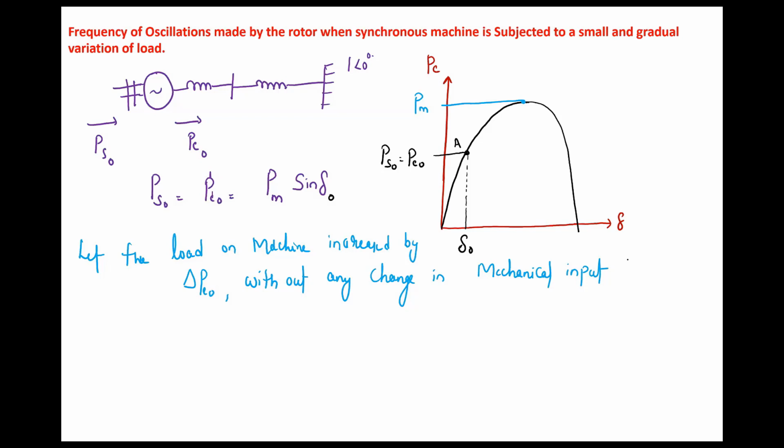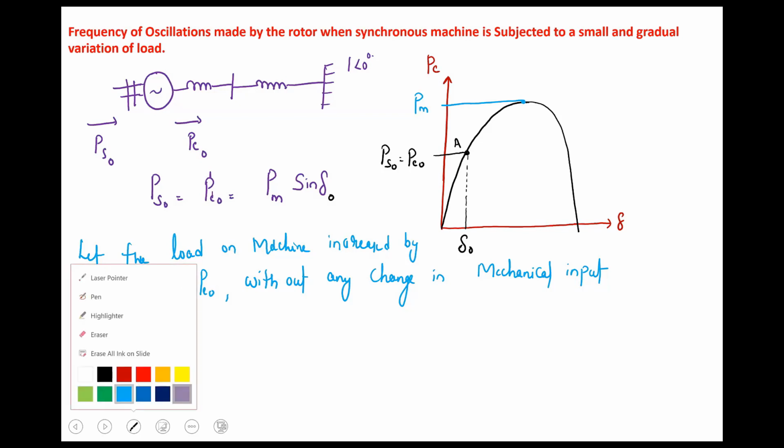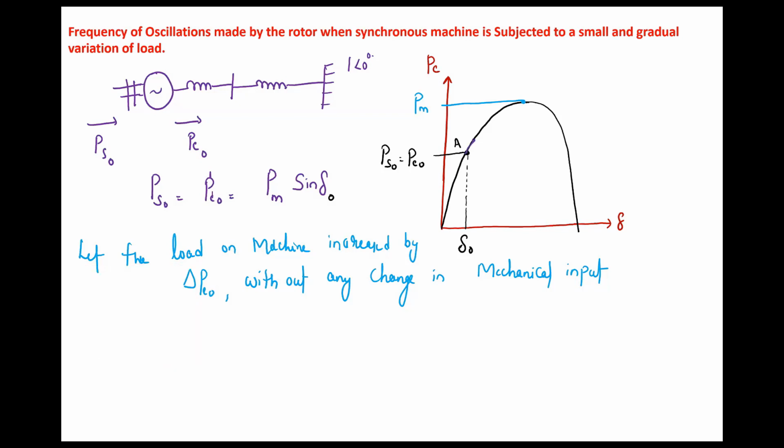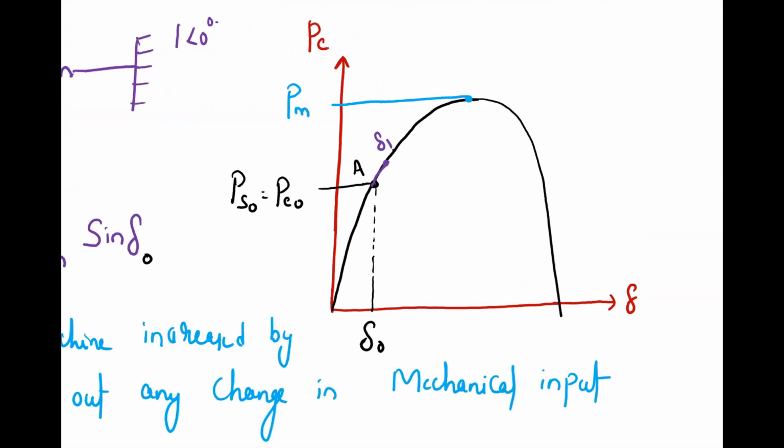Because of this sudden disturbance, definitely the operating point will shift from delta naught to some other value. Because there is an increase in load, the operating point has shifted from delta naught to a slightly higher value. Let us call this delta 1. This small incremental delta value, I am calling it delta naught. Okay.